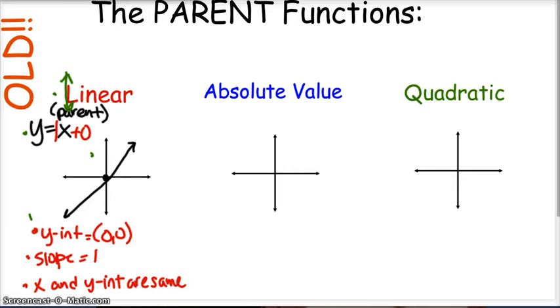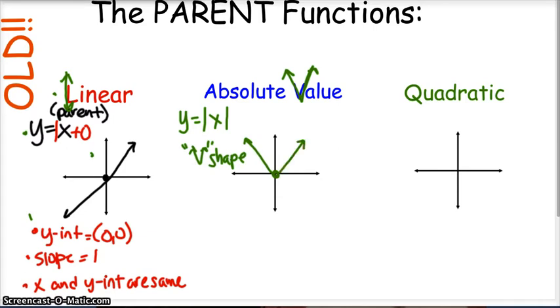So family name, absolute value. Think about value, V. The parent equation is y equals the absolute value of x. It's as simple as it gets. In regards to its graph, it's going to make a V shape. Because it is simple, its V shape is going to start here at (0, 0), and both sides are going to increase.